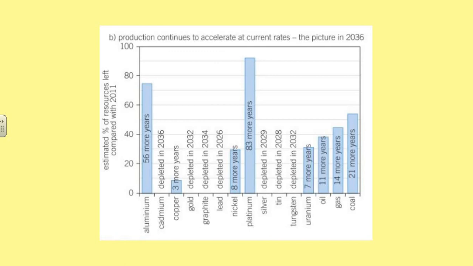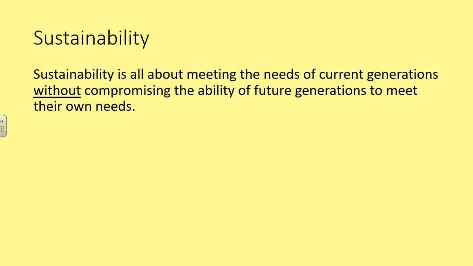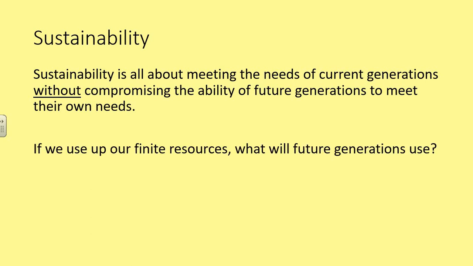So as chemists we have to consider different ways of using resources, or different sources that we can use. So this comes down to something called sustainability. Sustainability is about meeting the needs of the current generation without compromising the needs of future generations. In other words, using resources in a way that doesn't cause them to run out, that doesn't deplete them. And if we use up those finite resources, we have to think about what future generations can use.